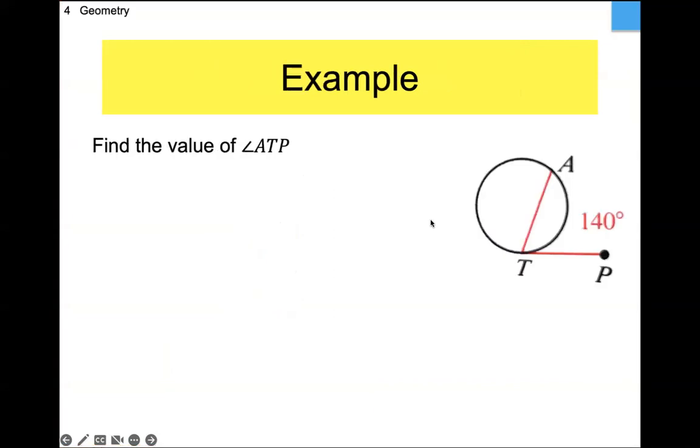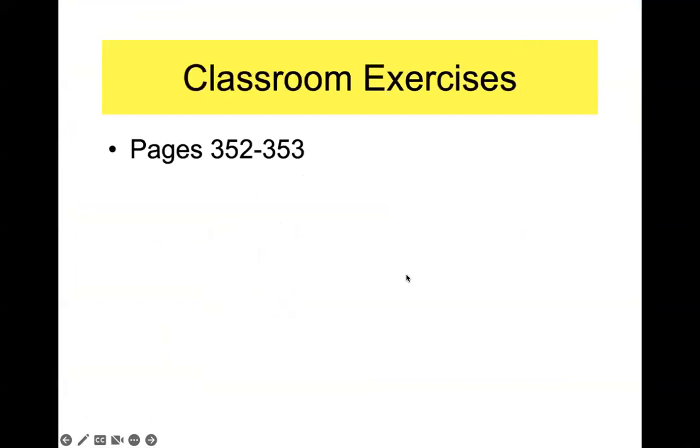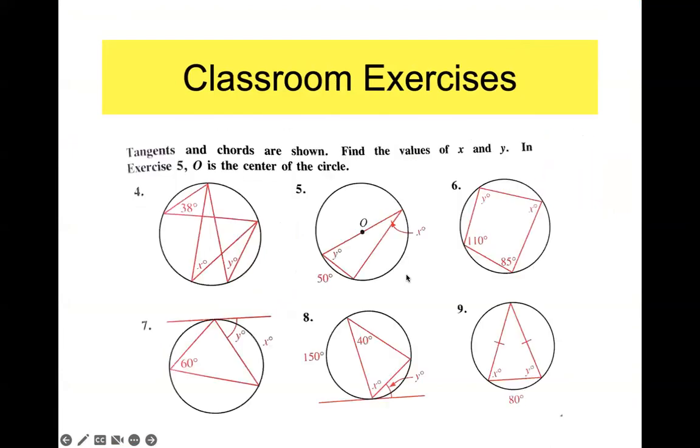So here's a quick example. We've got a tangent, we've got a chord, we've got an arc that's 140, therefore the angle's got to be half of 140. It's got to be 70 degrees. Well, that was pretty simple. And that's it for this lesson. This is usually where the students end up having issues.